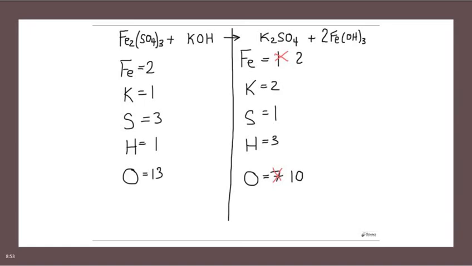That's the 6 plus the 4. I also changed the number of hydrogens. So over here was hydrogen. There were 3 of them. I'm multiplying that by 2, and so I'm going to change this 3 now to a 6.